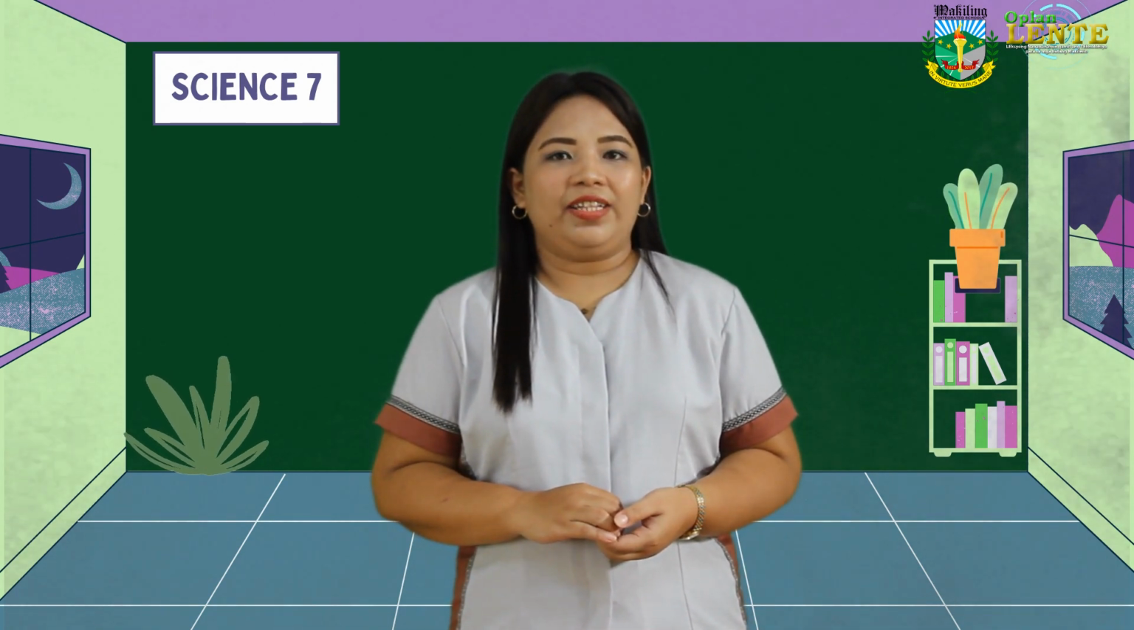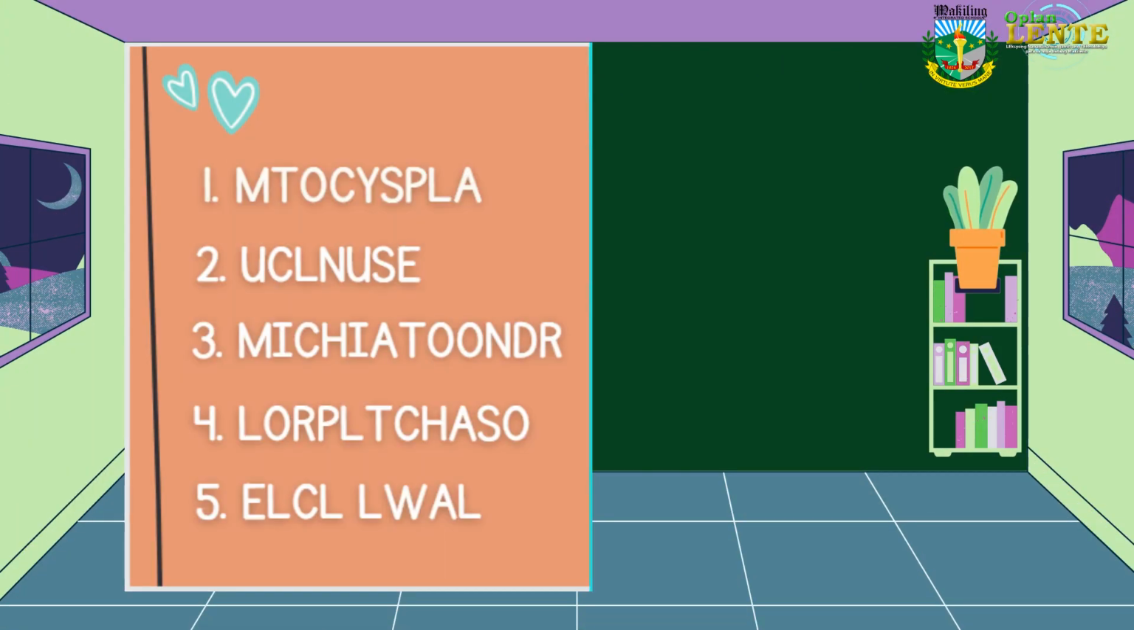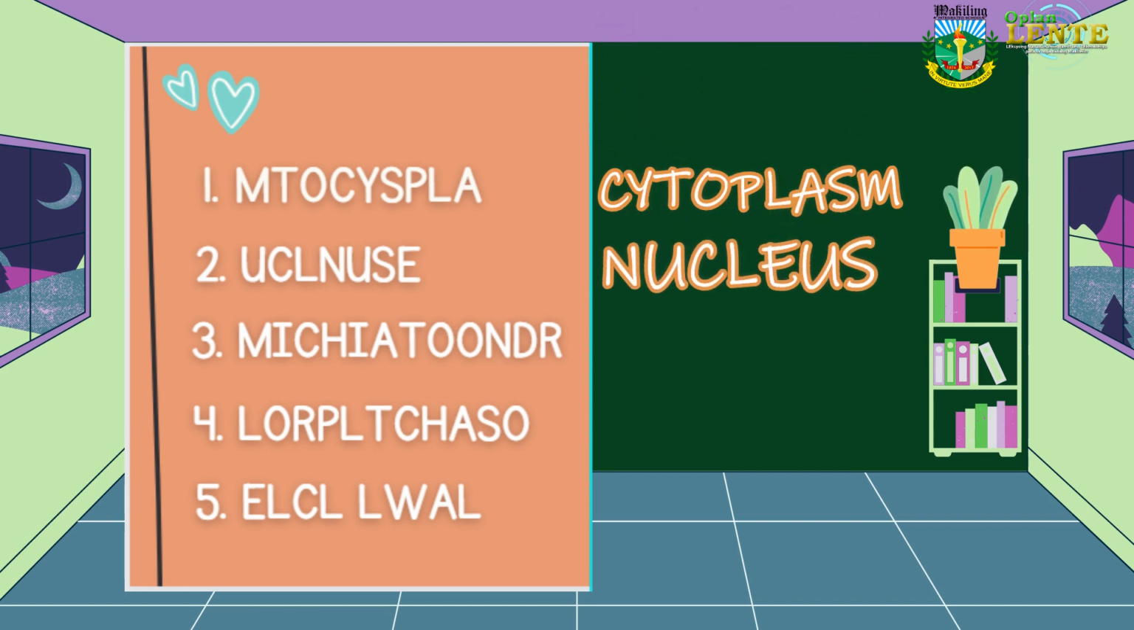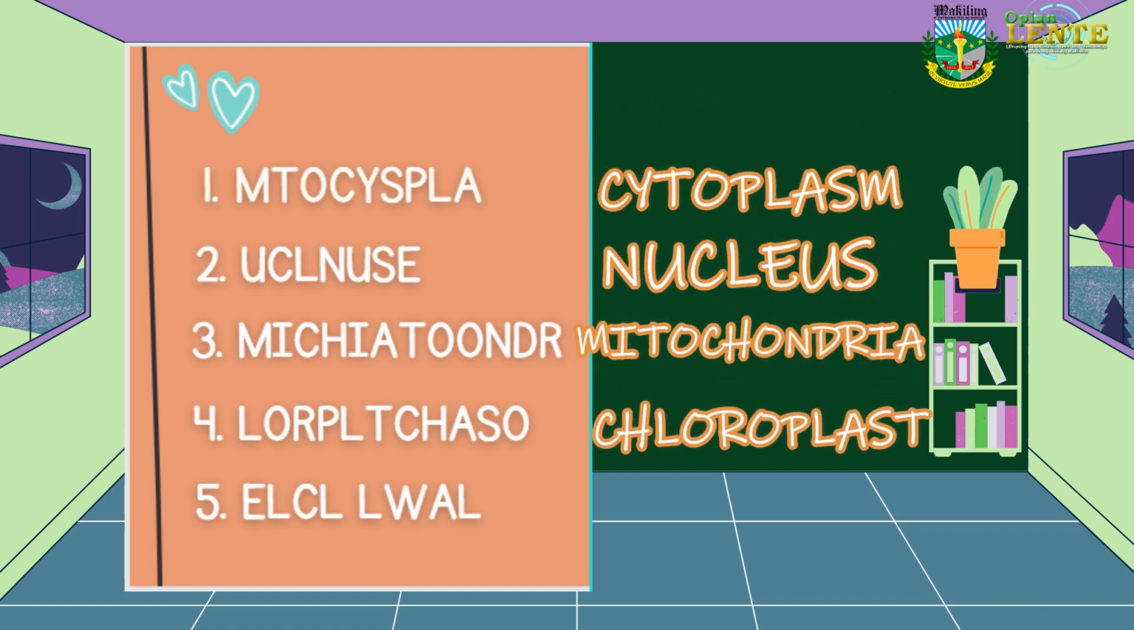For our assimilation, arrange the jumble board to identify the organelle being described. It is where all the organelles are embedded. It is the control center of the cell, also labeled as the brain of the cell. It is where cellular respiration takes place and is the powerhouse of the cell. A pigment that gives plants their green color. The outer lining beside the plasma membrane that adds stability and protection to plant cells.